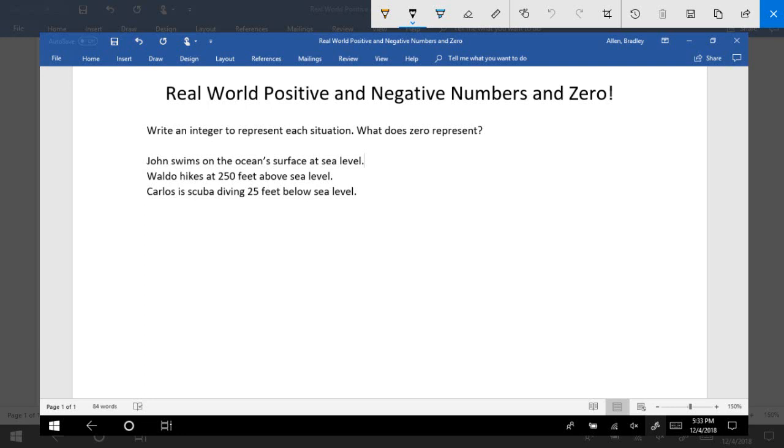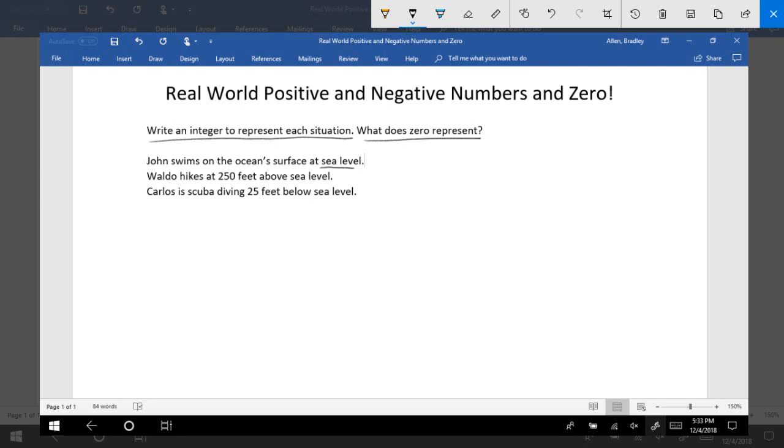So what we're supposed to do is write an integer to represent each situation. And what does zero represent? So let's read this first set. That's a situation. There's three parts to this first situation. John swims on the ocean's surface at sea level. Waldo hikes at 250 feet above sea level. Carlos is scuba diving 25 feet below sea level.